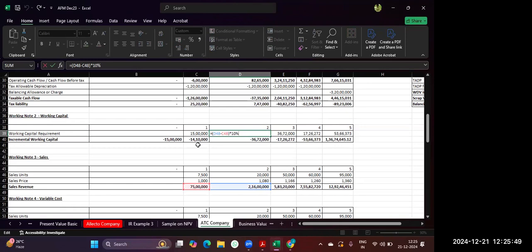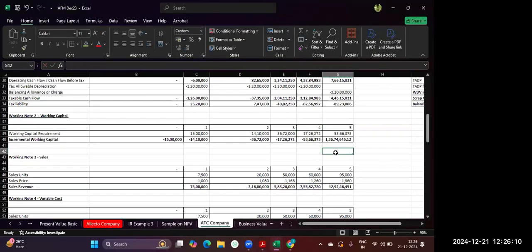On that, I need how much? 10%. Have I done that? Okay. Year three, again same. Year three minus year two into 10%. Year four minus year three into 10%. Clear? Any questions still here?